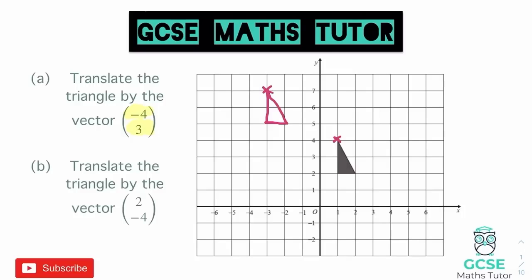Now let's look at the next one. The next one's slightly different because it's going to move it slightly differently, because this time our vector says to move it 2 on the top and -4 on the bottom. So 2 on the top would indicate a movement of 2 to the right, and -4 on the bottom is 4 down. I'm going to pick a different corner this time. Let's go for this bottom right one. So 2 to the right, so that would be 1, 2, and then 4 down, so 1, 2, 3, 4. There we go, and let's just put a little cross there.